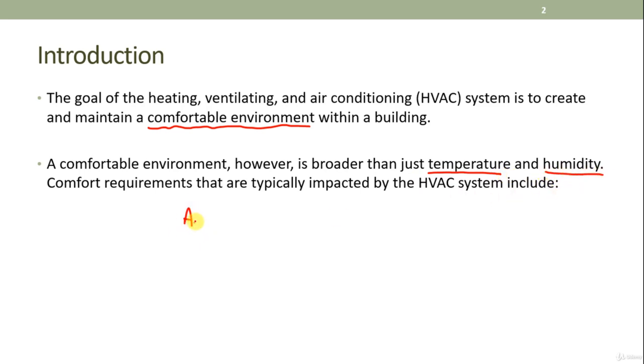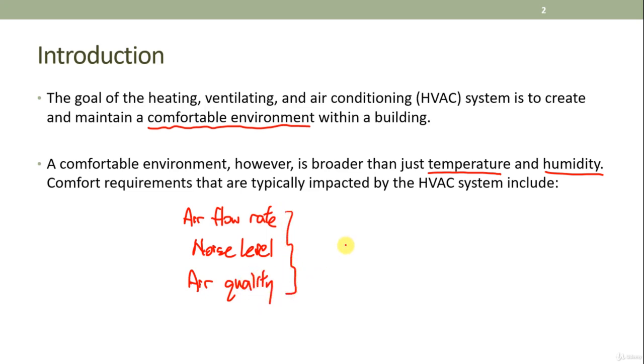It also includes the airflow rate, the noise level of air coming out from the diffuser, and the air quality, such as carbon dioxide or oxygen level. All these are taken care of by the HVAC air distribution system.